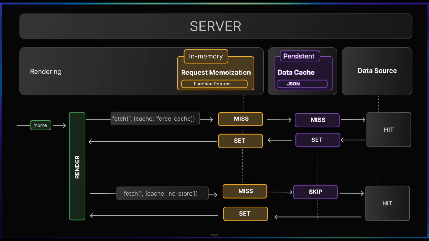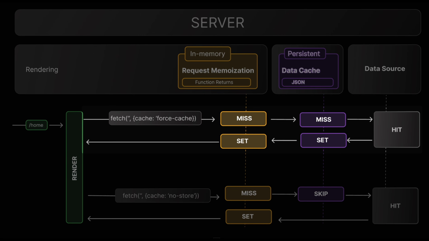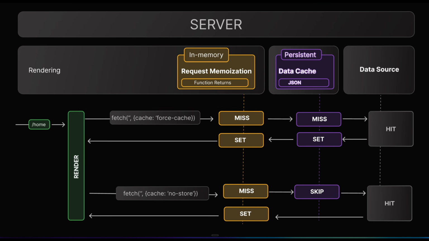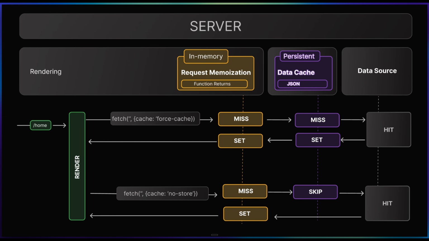So to summarize this workflow quickly, when we use force cache, it tries all layers, and stores it in both persistent and in memory. But when we use no store, it skips persistent cache entirely and only stores a memory promise for that render. This gives you fine-grained control over how data is cached and reused inside and across requests.